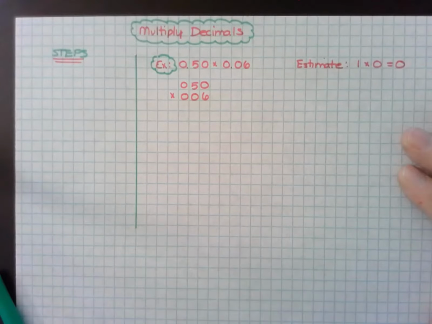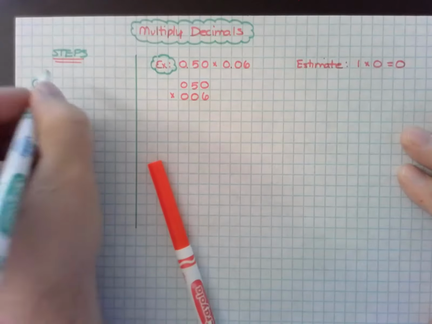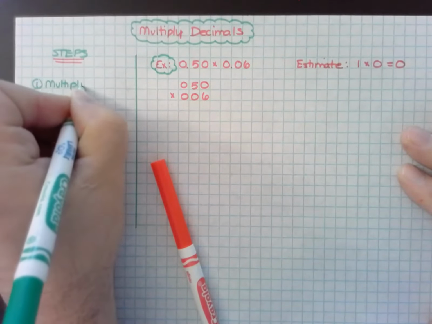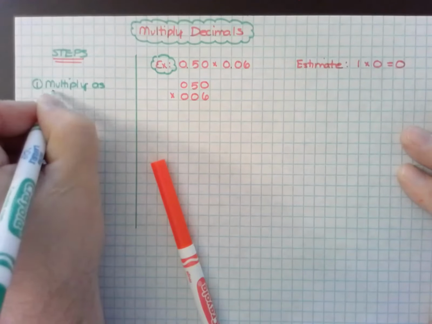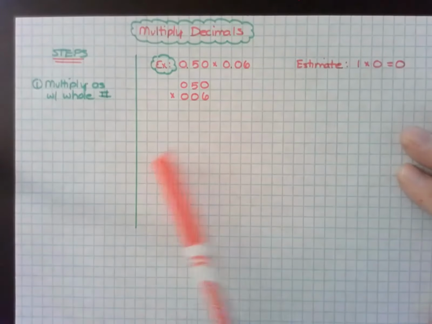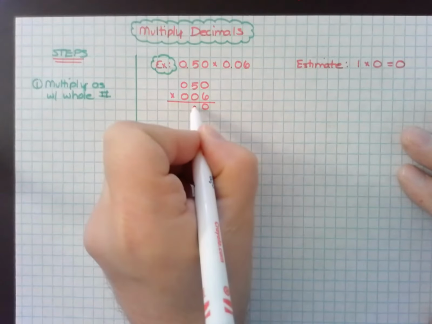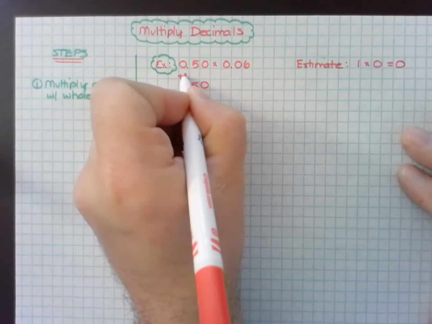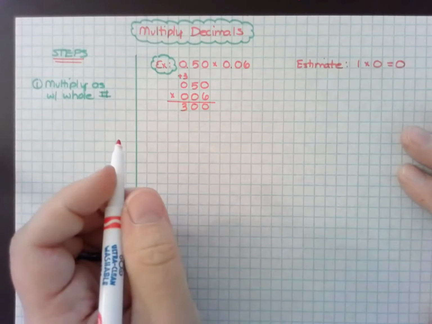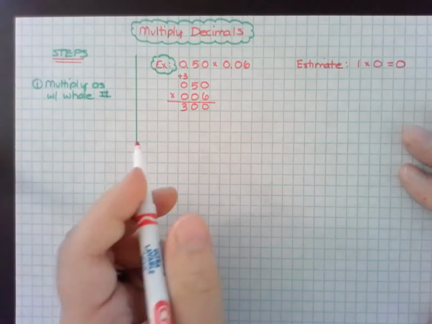So my first step is to multiply as with whole numbers. So 6 times 0 is 0. 6 times 5 is 30. And 6 times 0 plus 3 is 3. And I know these other two zeros will remain zeros for everything else, and so I'm done.